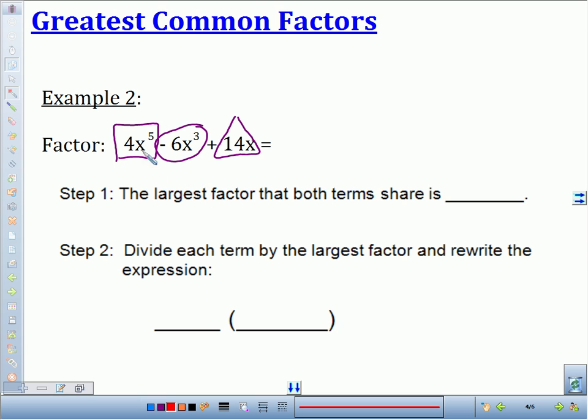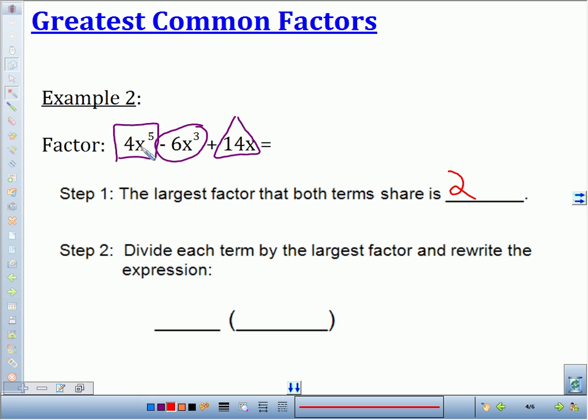So I look at my terms and I decide, all right, what is the largest factor that they all share? Well, 4 can be divided by 2, 6 can be divided by 3 or 2, and 14 can be divided by 7 or 2. So the largest number that they all share as factors is 2. So I'm going to put 2 here. I can divide all three of these terms by 2.